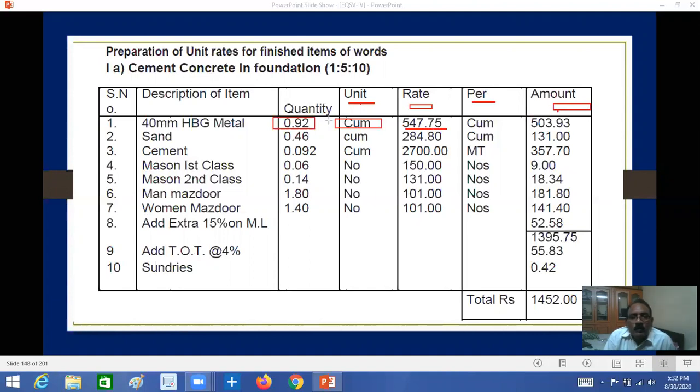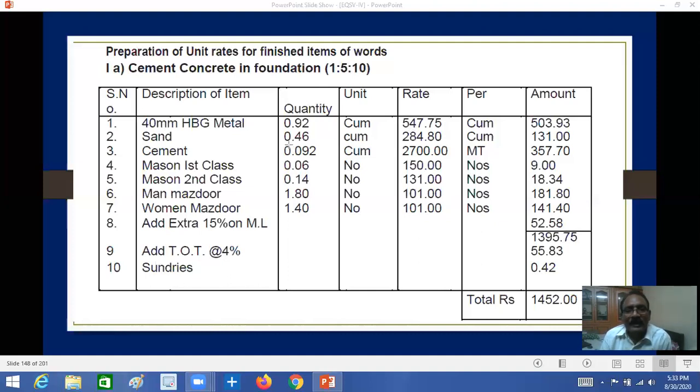547.75. But my quantity is 0.92. If you multiply 0.92 with this rate, you will get the cost for this metal. In this way, we have to calculate for each item. Here you should be very careful: whenever you take these values, units are very important, and for rates we have to take local rates or SSR rates.